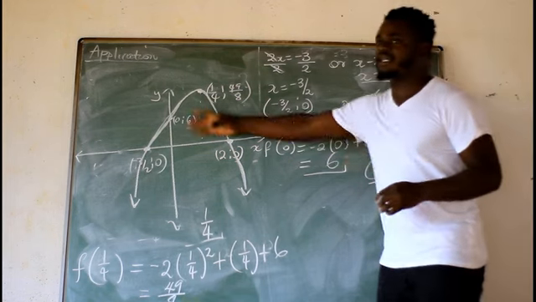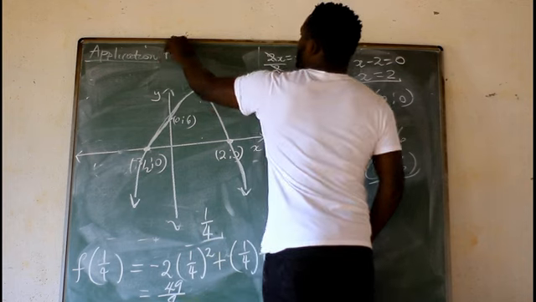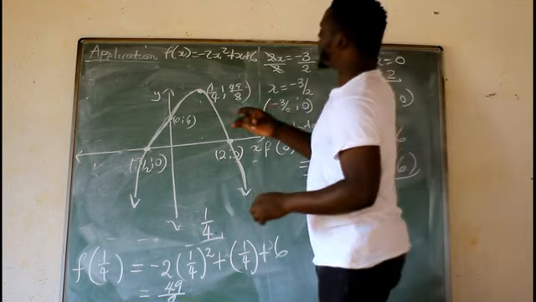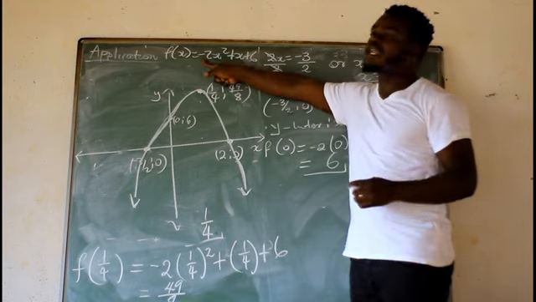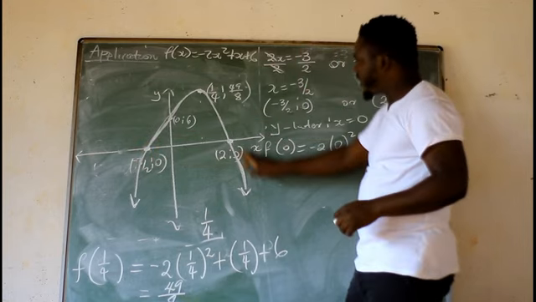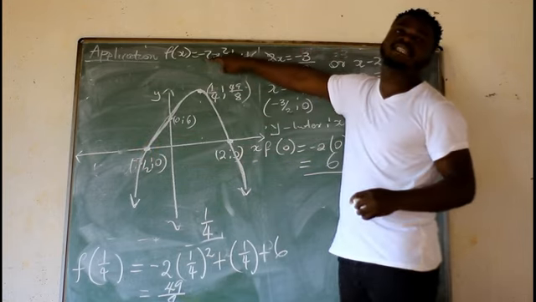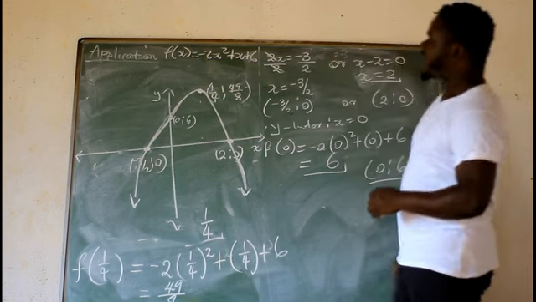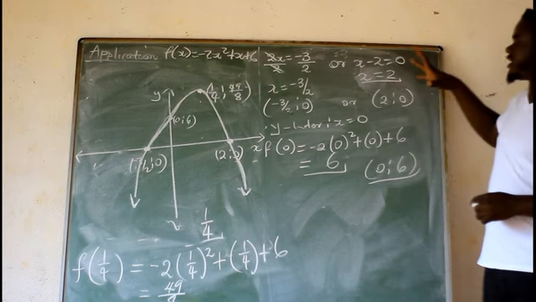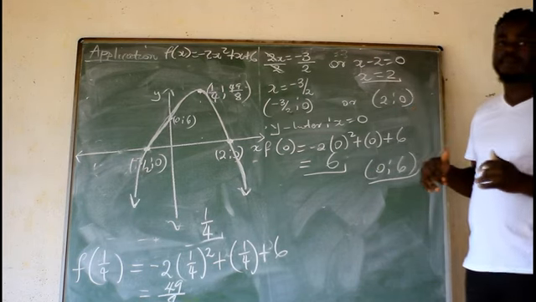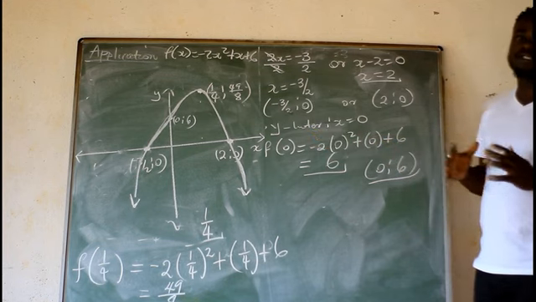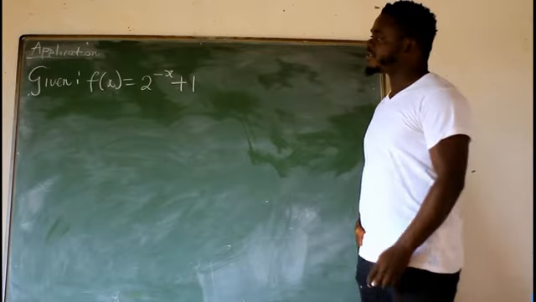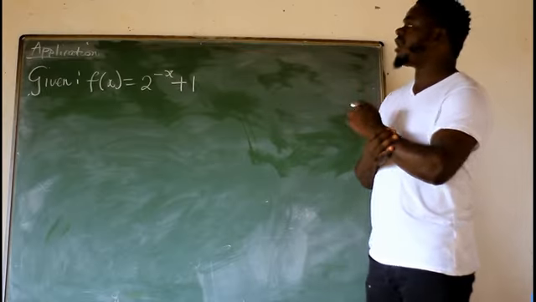The reason why it's shaped like this is because our a here, in negative 2x squared plus x plus 6, is negative. That's why the shape of that graph is like this, just because of this negative. The negative is very important. Guys, if you have the x-intercepts and the y-intercept together with the turning point of this graph, then this is how you sketch that graph. Okay guys, now let us move to the other type of graph.